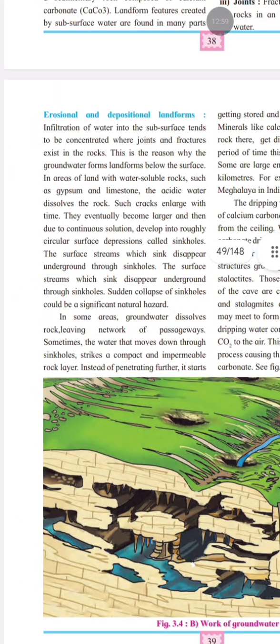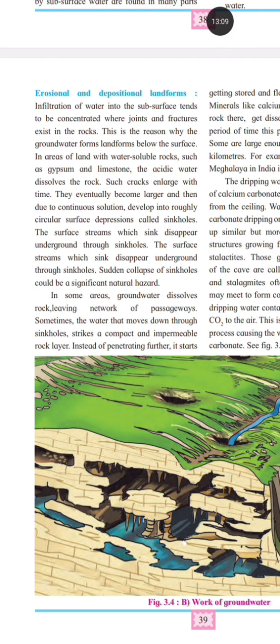Next are erosional and depositional landforms. Because of erosion and deposition, sinkholes are formed, caves are formed, and stalactites and stalagmites are formed. So that is what we are going to learn now.